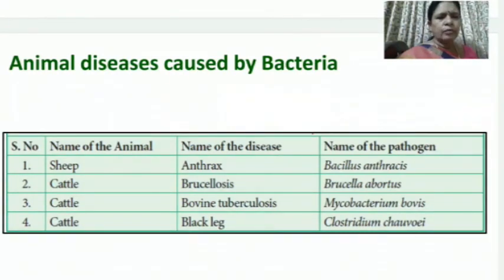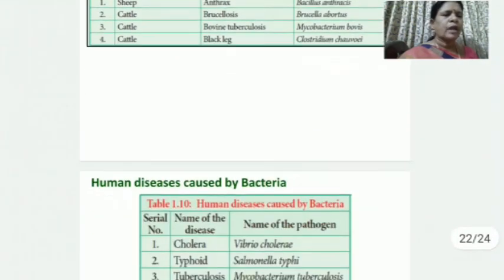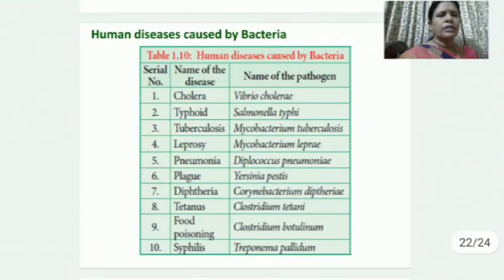In cattle, brucellosis caused by Brucella. In cattle, another disease, bovine tuberculosis caused by Mycobacterium bovis. And in cattle, black leg caused by Clostridium. These are all the animal diseases caused by bacterium. Anyone can be asked as a 1-mark question. And finally, we will see about the human diseases caused by bacterium.